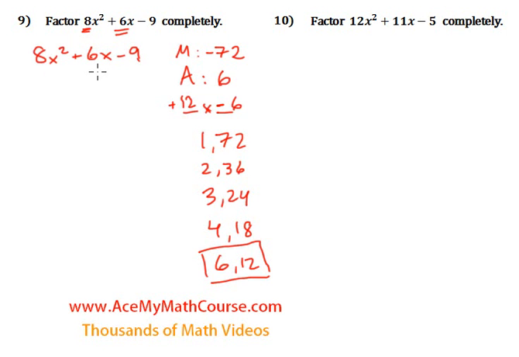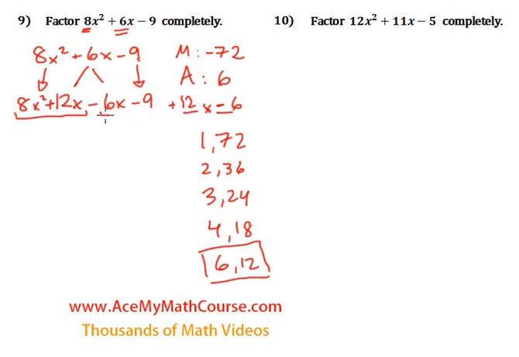Okay. Now that we know this, I can actually split up the 6x into 12x and minus 6x. The negative 6 here just makes it a minus 6x. And I'll bring down the minus 9 and the 8x squared. Because the 12x is positive, I put a plus right here. Now we can continue to factor by grouping.